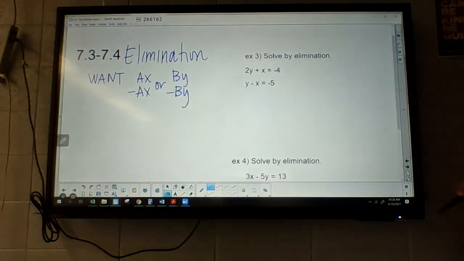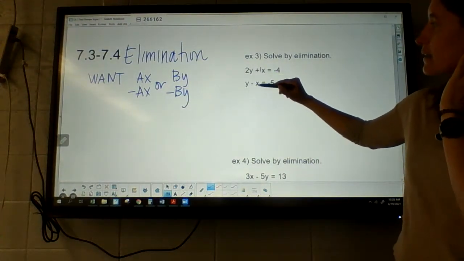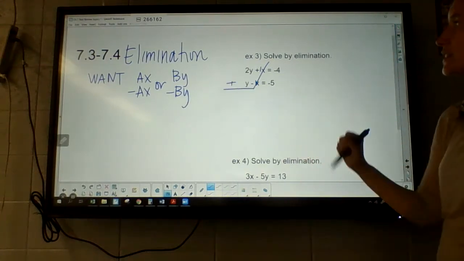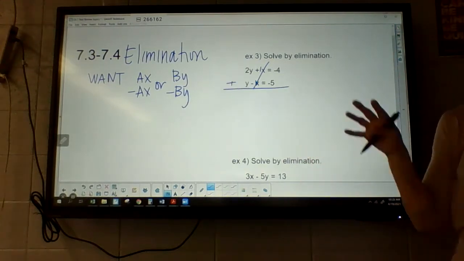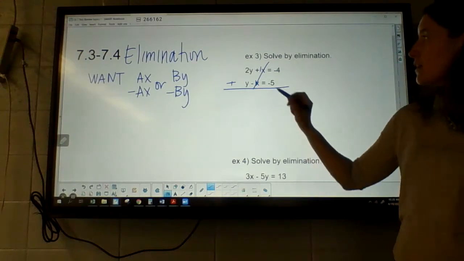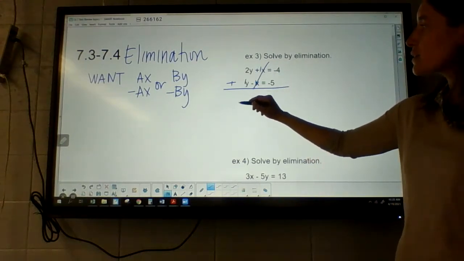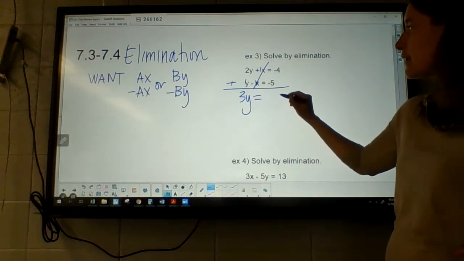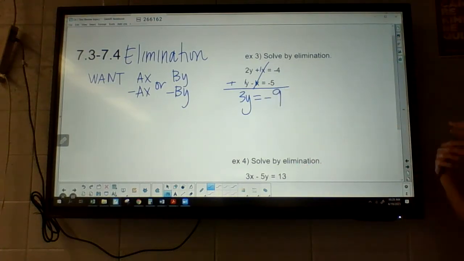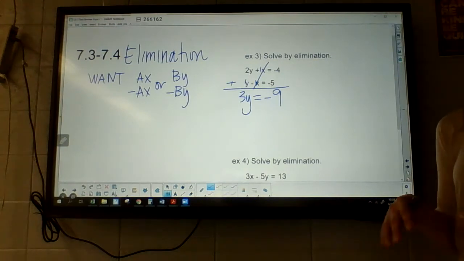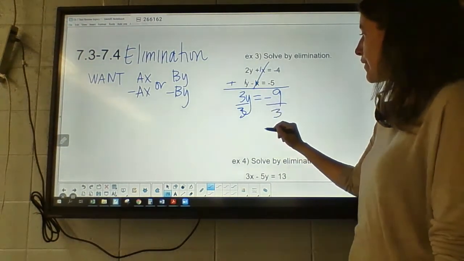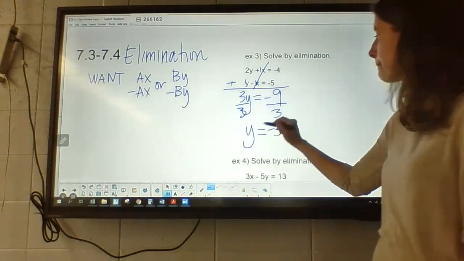So in this first case, if you look, we have a 1x minus 1x. So the x's would cancel if I added these equations together. This one's nice and set up. It's all nice and lined up for us. So we have 2y and 1y is 3y. Negative 4 and negative 5 is going to be a negative 9. So this has got down to a one-step equation very quickly. So we find out y is negative 3.